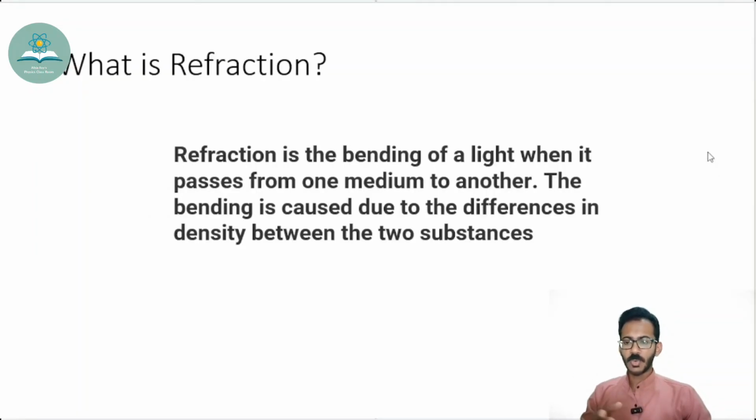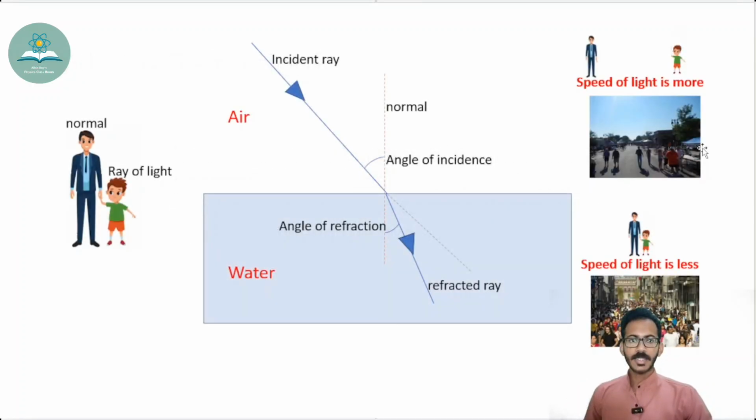Refraction is the bending of light when it passes from one medium to another. The bending is caused due to differences in the density between two substances, so that the speed of the light will change and it will bend. Then we discussed water and air. The light was passing from air to water. Only one thing that we should remember is, whenever light comes from a rarer medium to a denser medium, it will bend towards the normal. Whenever light comes from a denser medium to a rarer medium, it will move away from the normal.